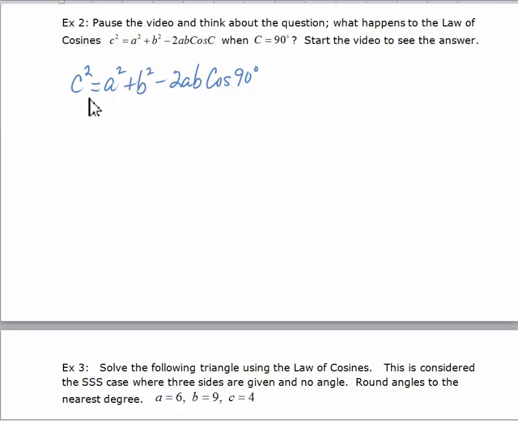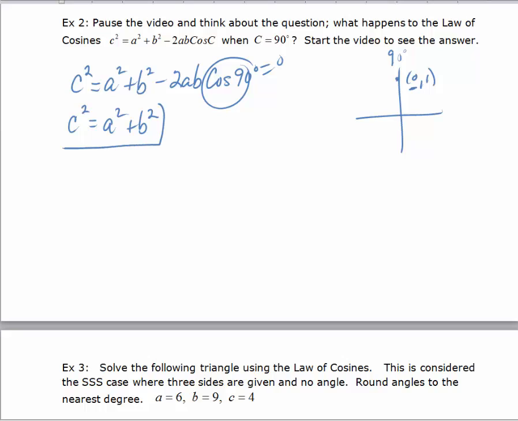So I've got c squared equals a squared plus b squared minus 2ab cosine 90. And you remember that on a unit circle, if we're at 90 degrees, the ordered pair is (0, 1). So the cosine is the x-coordinate on a unit circle, so the cosine of 90 degrees is equal to 0, leaving us c squared equals a squared plus b squared, which is the Pythagorean theorem, and this also makes sense. This is true in what type of triangle?